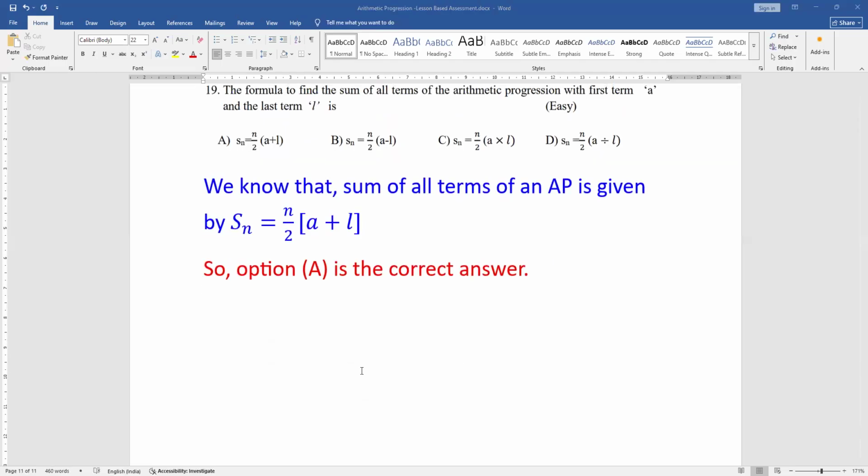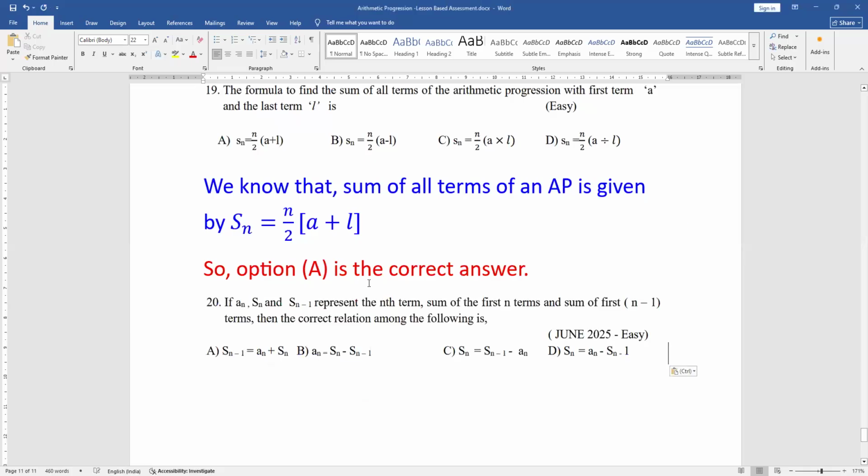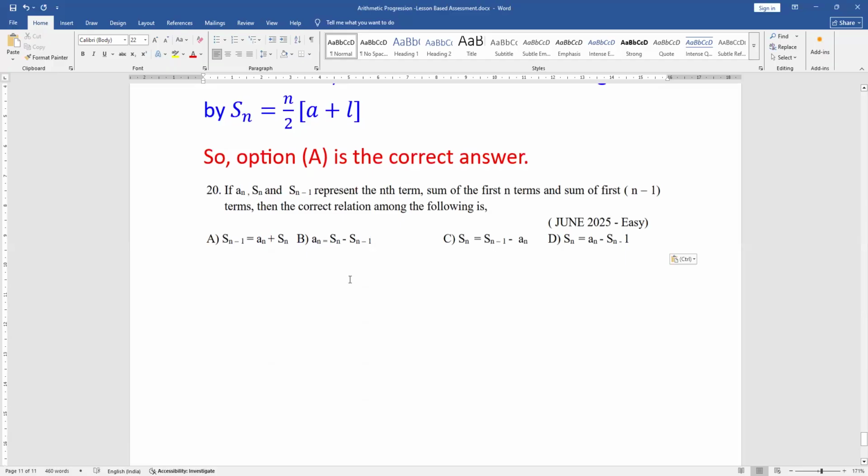Okay. Next, I move on to the 20th question. So if an, Sn and Sn minus 1 represent the nth term, the sum of the first n terms and the sum of the first n minus 1 terms, then the correct relation among the following is. There are 4 options given. So let us check which is the correct option. First, this question is a little different in this problem. I will explain slowly.